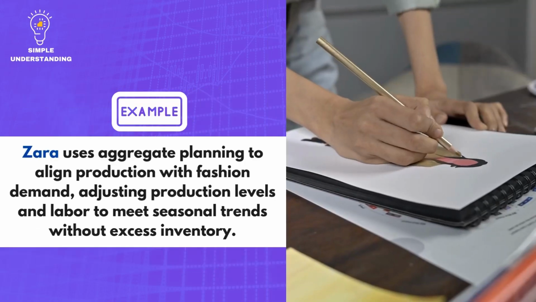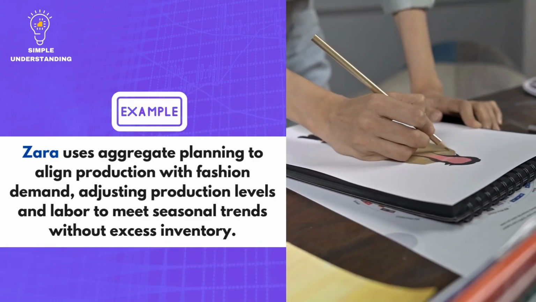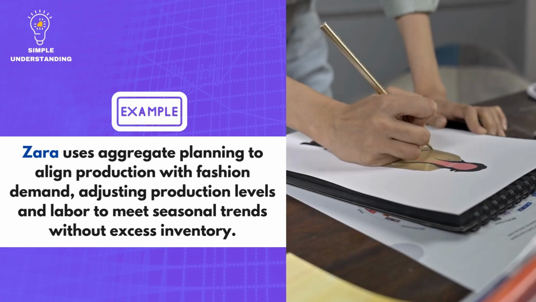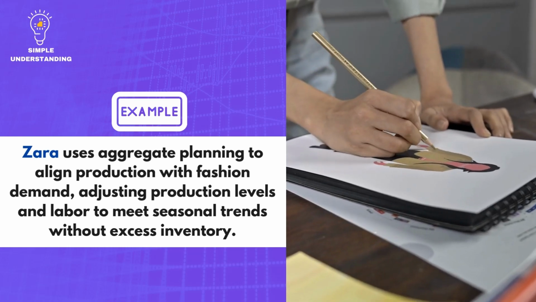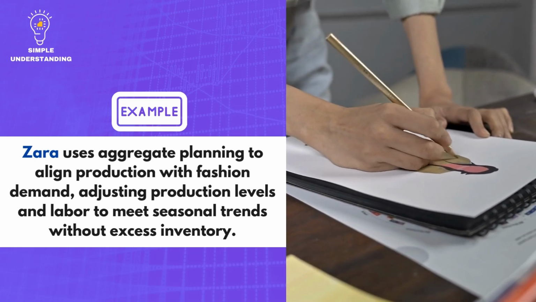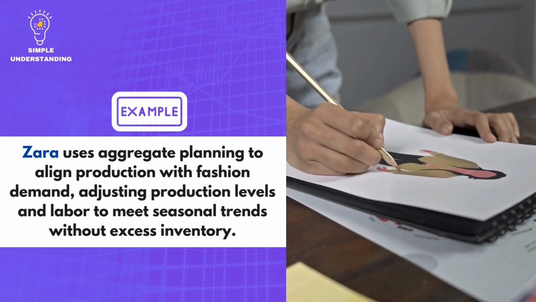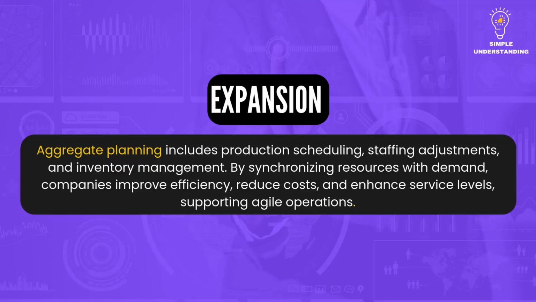Real company example: Zara uses aggregate planning to align production with fashion demand, adjusting production levels and labor to meet seasonal trends without excess inventory. Expansion: Aggregate planning includes production scheduling, staffing adjustments, and inventory management. By synchronizing resources with demand, companies improve efficiency, reduce costs, and enhance service levels, supporting agile operations.